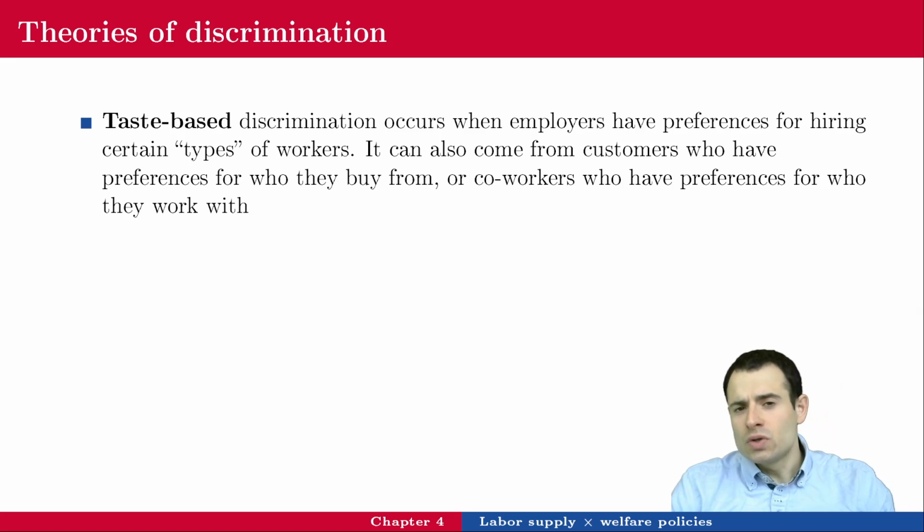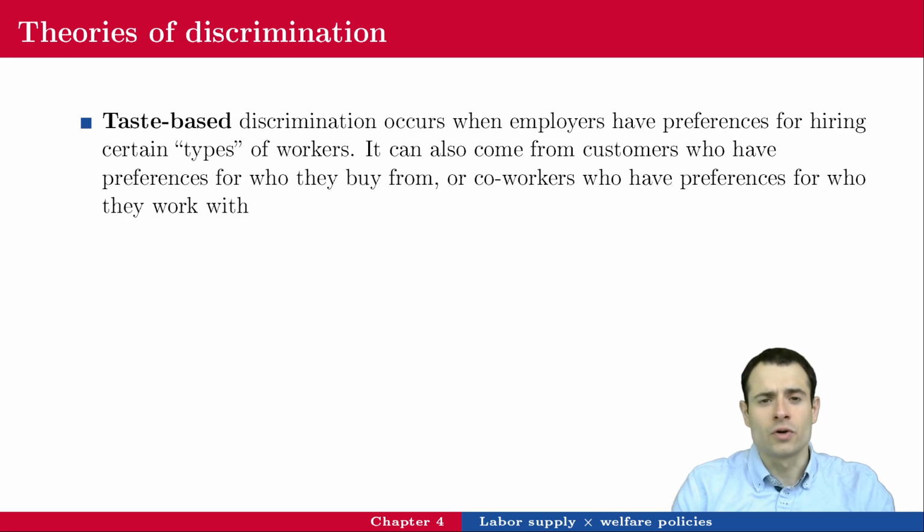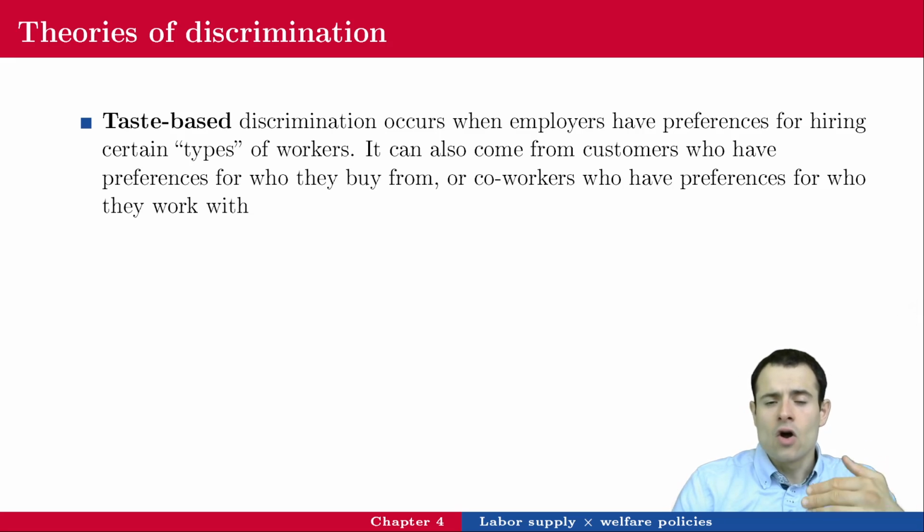We distinguish two theories of discrimination. The first one is taste-based discrimination. This is the type of discrimination we would like to avoid, we would like to erase. Discrimination occurs when employers have preferences for hiring certain types of workers. It also can come from customers who have preferences for who they buy from. Or it could be co-workers who have a preference regarding who they work with.